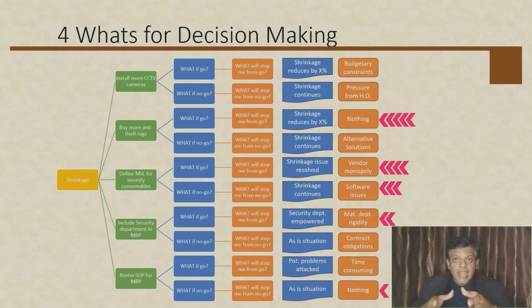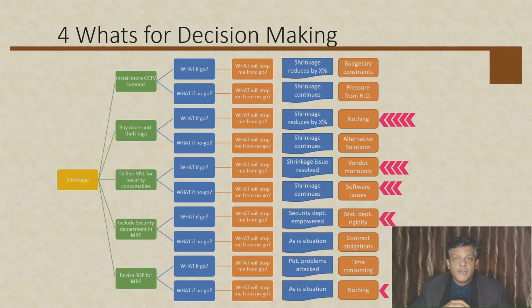So if I were the store in charge or store manager, I would go ahead with the second option, buying more anti-theft tags, and I would put it on a very high priority level, because that would immediately stop the ongoing shrinkage. And likewise, I would also address certain other issues like the vendor monopoly. I would try to create a supplier pool so that the monopoly is destabilized. That would be my second priority. I would also address if there are any software issues as a third priority.